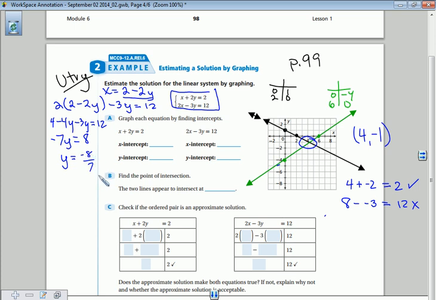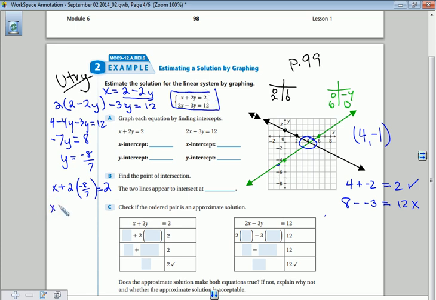Is -8 divided by 7 pretty close to -1? Yeah, so we see how that was a fairly good approximate there. And now I would plug this value in to solve for x. So I get x plus 2 times -8 sevenths equals 2. Do you see how all I did was plug that y value into the first equation?